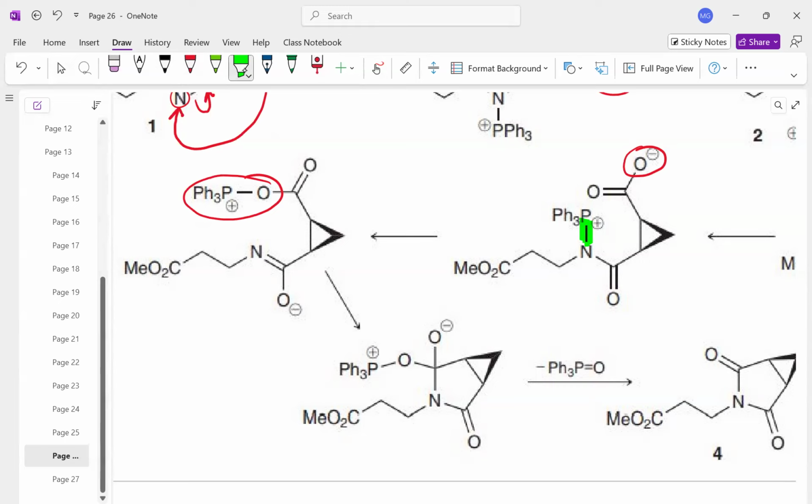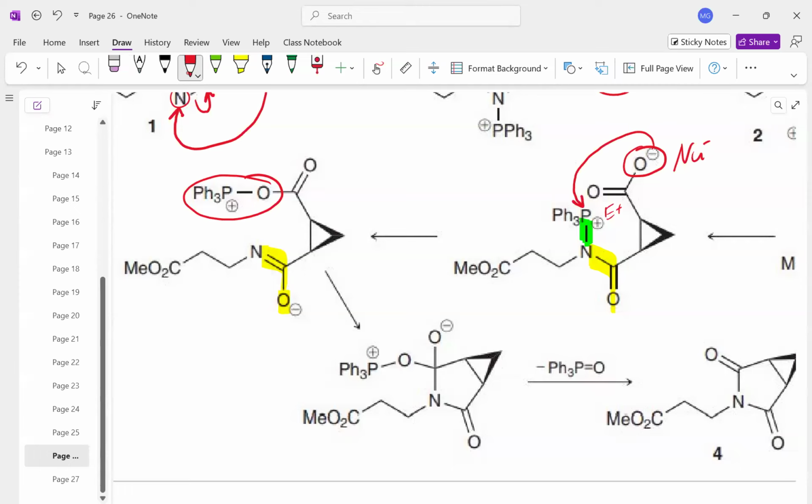A lot of stuff has changed right here. So let's draw some arrows that explain that. One of the things that should jump out at you is you've got an O minus, which I circled in red on the right. And I've got a positively charged phosphorus. What do you naturally want to do if you see something with a negative charge? Call that a nucleophile. Something with a positive charge, call that an electrophile. Well, let's do a nucleophilic attack. Let's make a bond from the nucleophile to the electrophile.